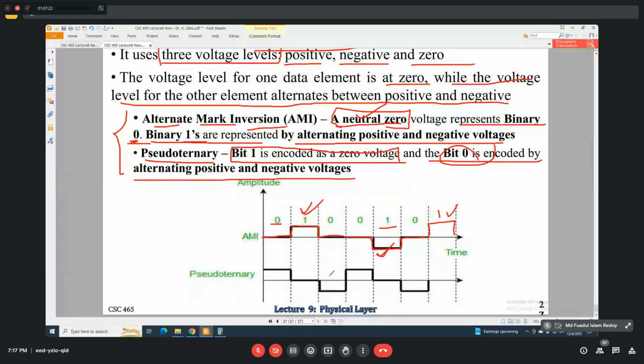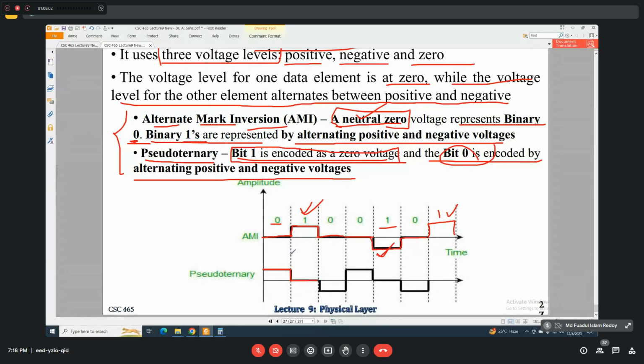Now if you go to the pseudo ternary, what is happening in that case is that the bit 1 is encoded as 0 voltage. So if it is getting 1, then it moves to the neutral voltage, or 0 voltage, and if it is 0, then it is encoded by alternating positive and negative voltage. So we start with the 0, and it is going to alternate. We start from positive for the 0, and then we got a 1. If it is 1, then it is going to be 0 voltage or neutral voltage. So it is moving to neutral for 1.